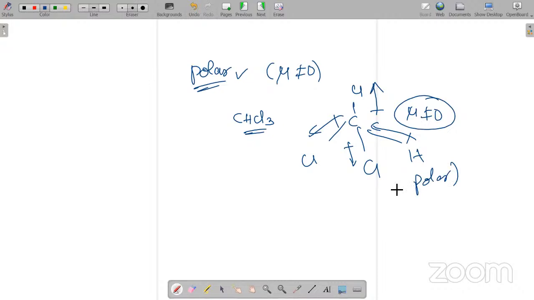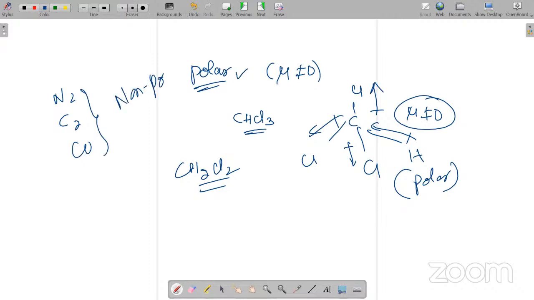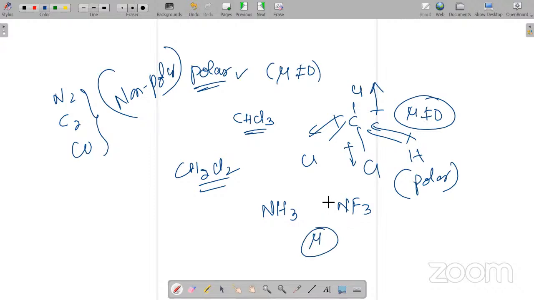Simultaneously, if you take CH2Cl2, again it is a polar molecule. For N2, C2, or CO, all these are non-polar in nature. Next, some of the other examples you can take, like NH3 and NF3. If I'm asking which is having more dipole moment, which one has more dipole moment?